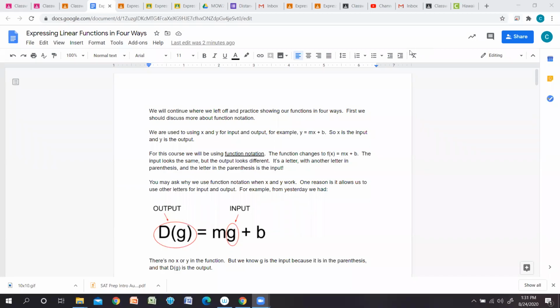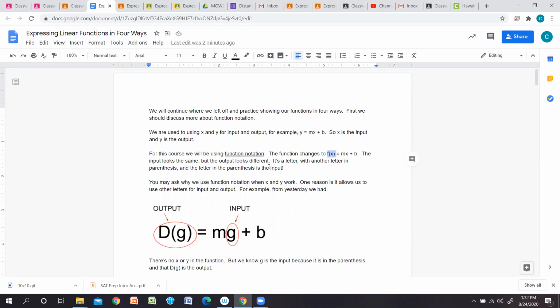So during this lesson, we'll be talking more about linear functions and the function notation, specifically how to write functions in 4 ways. So this first part, this is sort of a mini lesson explaining the main difference is for the output, instead of putting y, put f of x, like this.